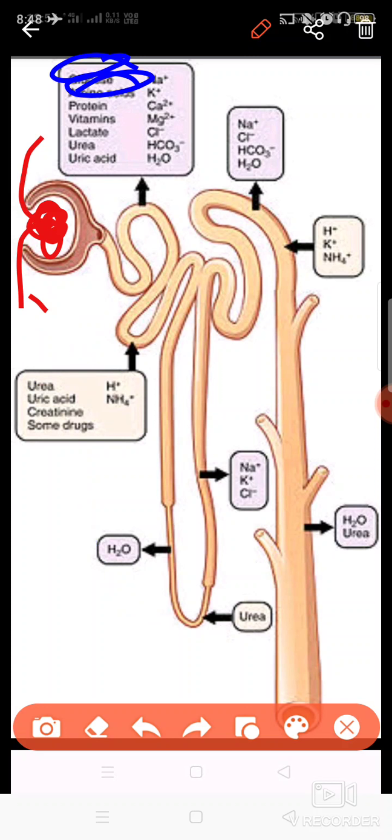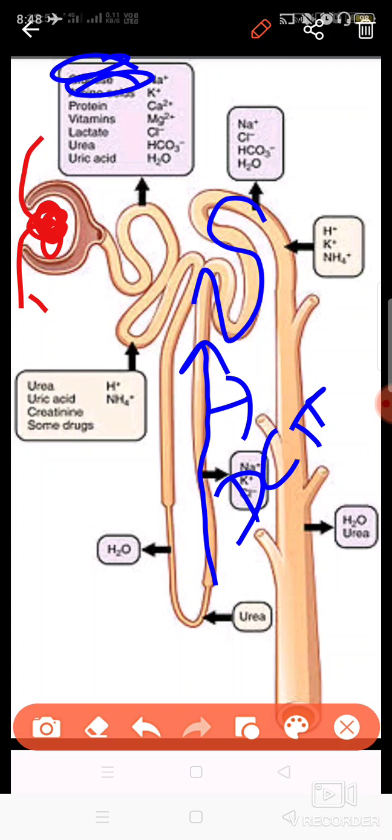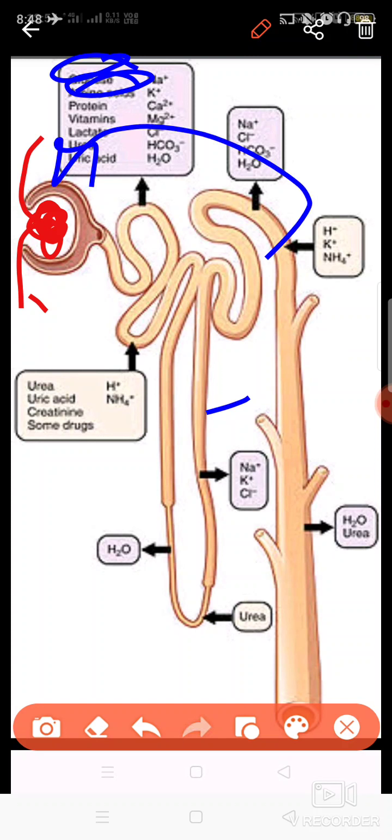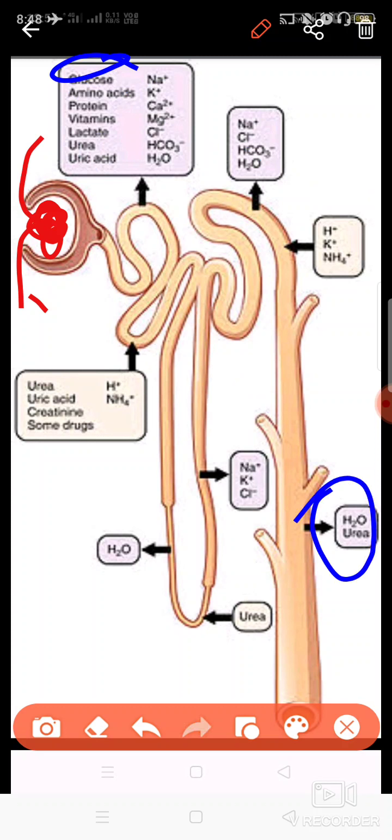And whatever is remaining will now move towards the distal convoluted tubule, DCT. In this region, again due to the change in the diameter, some more substances will be taken up, like all the ions, sodium, potassium, are again reabsorbed here. And if anything is still remaining, it will be taken from the blood and again taken to this part and filtered. And then finally what is left is the water and urea, which is known as urine.